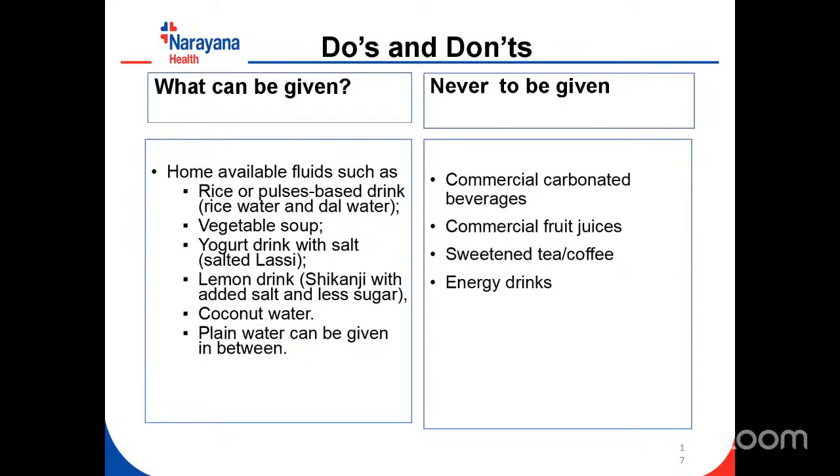All your commercial carbonated beverages like your colas, commercial fruit juices, all of them are very high in sugar content, will actually increase the diarrhea. Sweetened tea or coffee, energy drinks, a strict no-no.